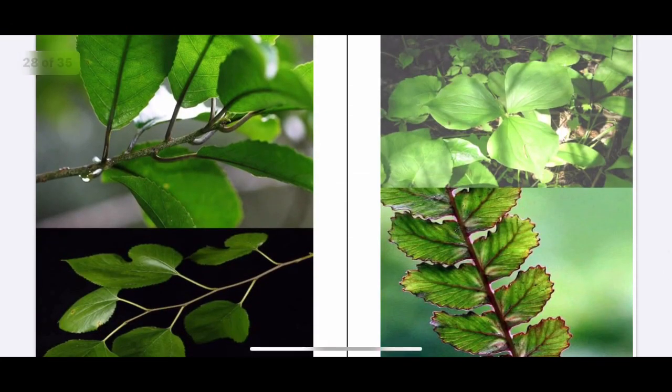If the leaf has a petiole, we call it a petiolate leaf. If the leaf does not have a petiole, we call it a sessile leaf.